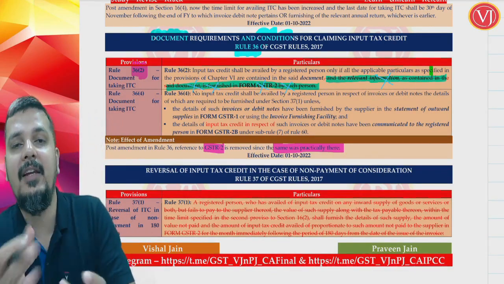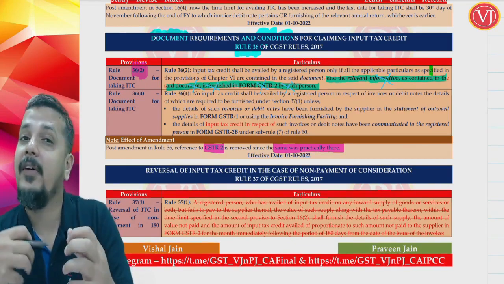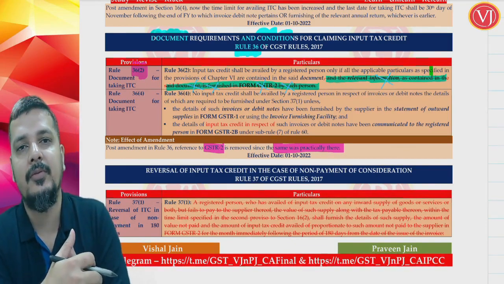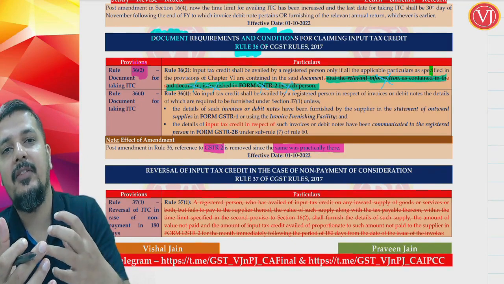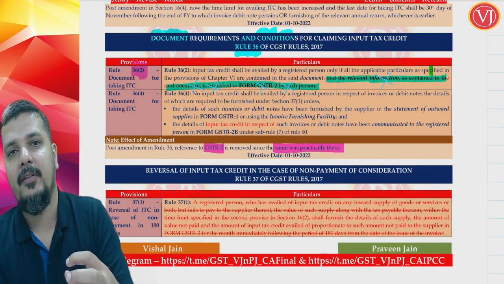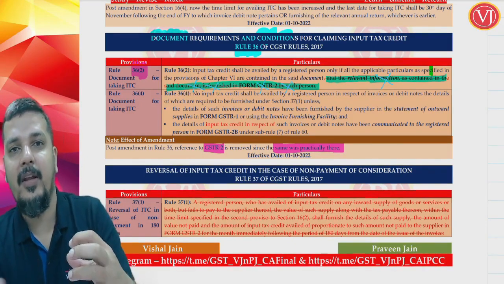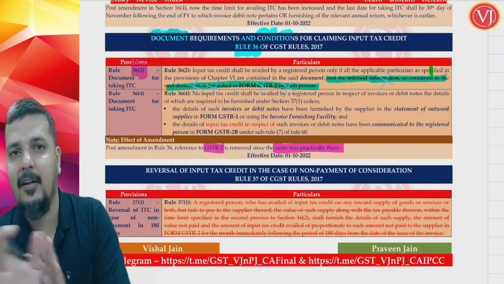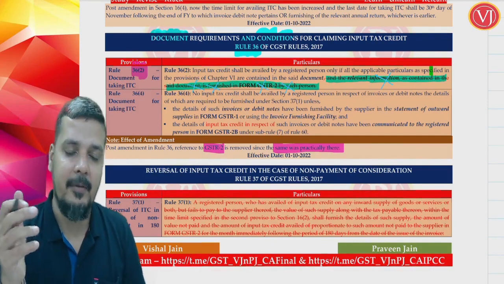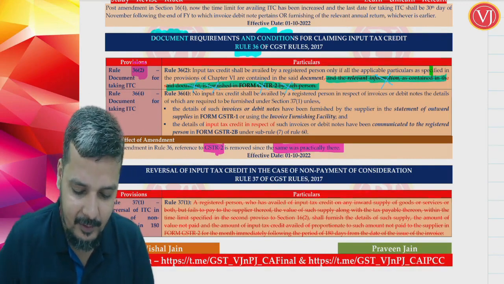No one has ever seen something called GSTR 2. No one has ever filed something called GSTR 2. You get the auto-generated GSTR 2B or 2A. 2B is static, 2A is dynamic, it keeps on changing. You get that, but the recipient never filed something called GSTR 2. So that reference is removed.